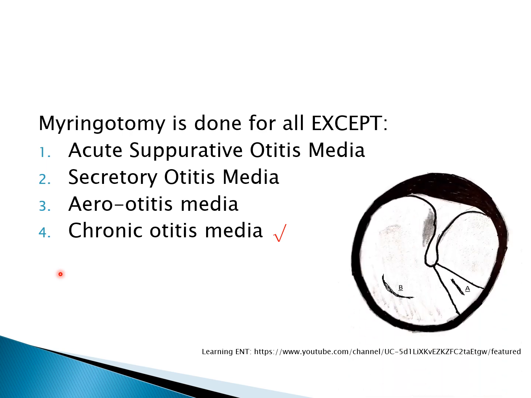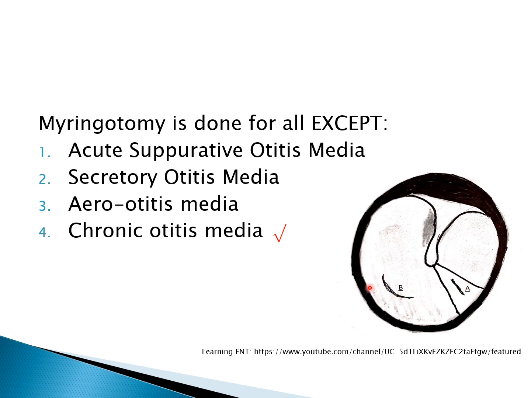Now something regarding myringotomy. As can be seen in this figure, this is the schematic figure of a right tympanic membrane. Here we can see that two types of myringotomy incisions are shown. One is A, other one is B. Now this A incision is present in the anterior inferior quadrant and it is radial. So this type of myringotomy incision is for secretory otitis media. That is a radial incision present in the anterior inferior quadrant.